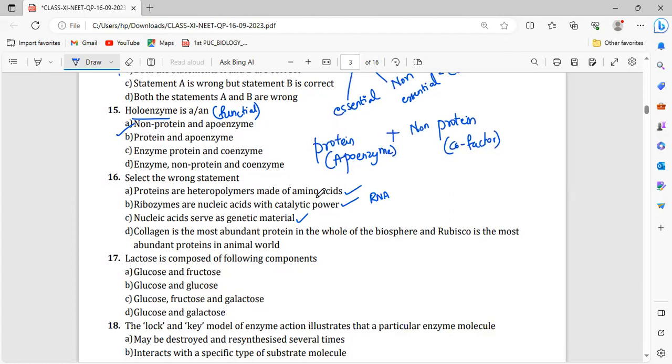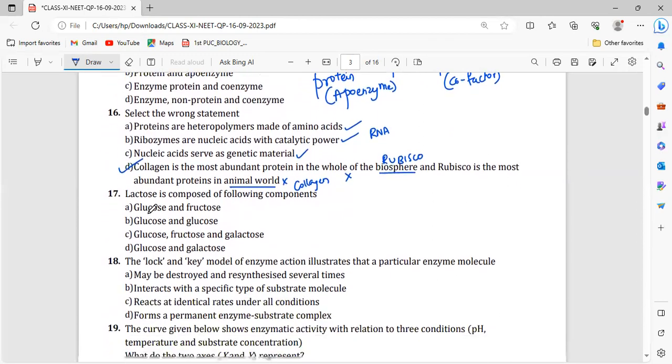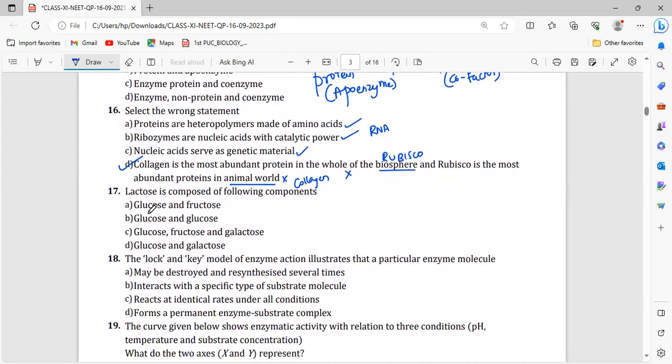Collagen is the most abundant protein in the whole biosphere, which is wrong. Rubisco is the most abundant protein in the biosphere, and collagen is the most abundant protein in the animal world. In the animal world, it is collagen. So they have given it the other way around. So this is the wrong statement and the correct answer. 17. Lactose is composed of the following components. Lactose is a disaccharide made up of glucose and galactose.